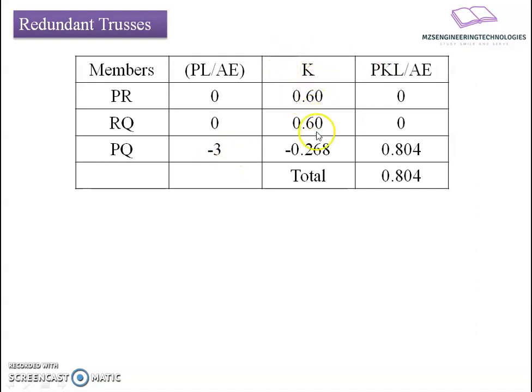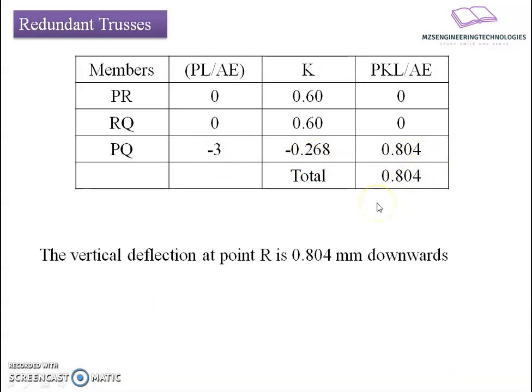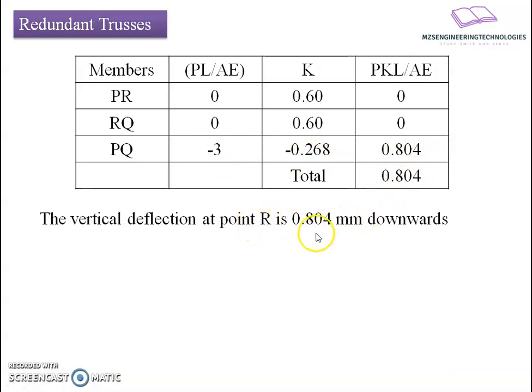Now the K coefficients I will put in the table. For PR we got 0.6, for RQ we get 0.6. They are positive since the forces were compressive in nature, and for PQ the force is tensile, so minus 0.268 kilonewton was the magnitude. Now we require the product of delta and K. Since the first two elements have zero contribution, it will be 0, and the last product results in a value of 0.804, which says that there will be a displacement of the joint of 0.804 mm in the downward direction.